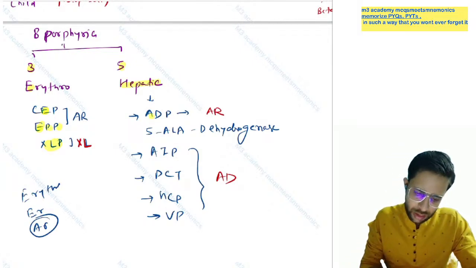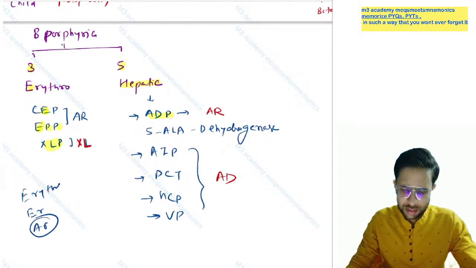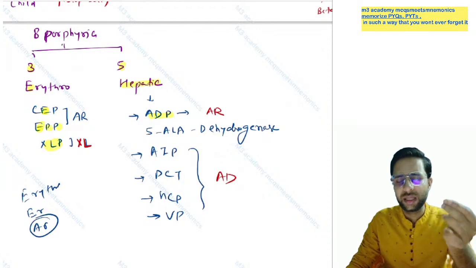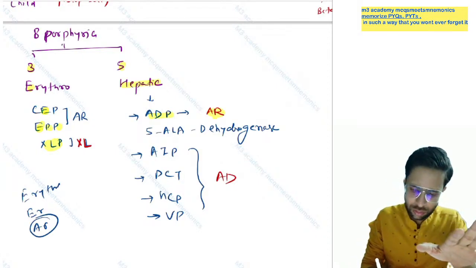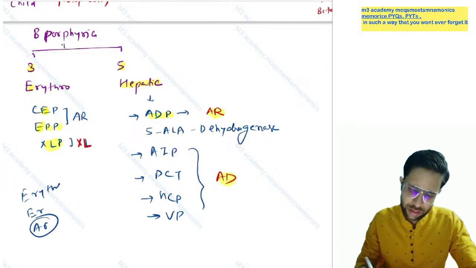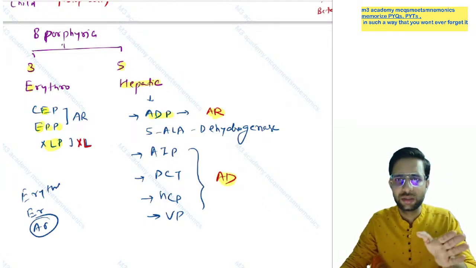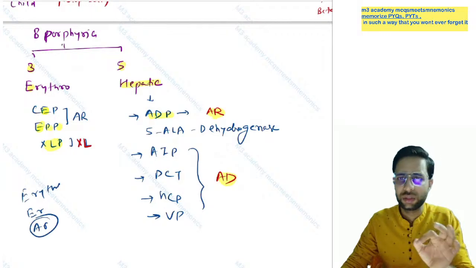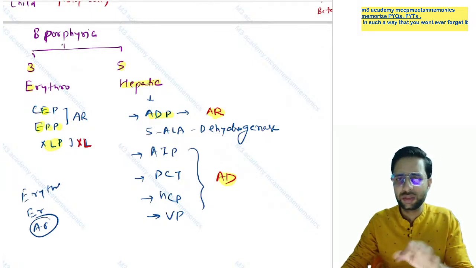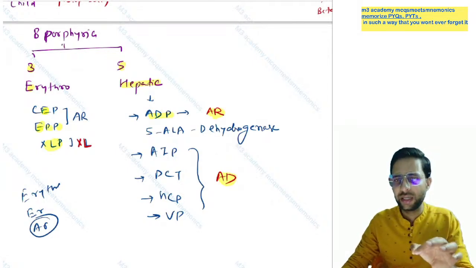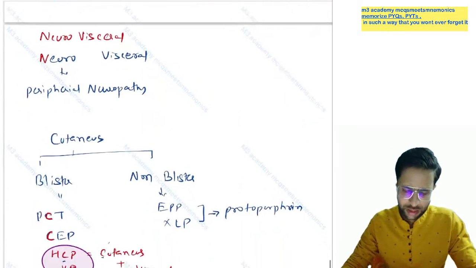Now, ADP porphyria means ALA dehydrogenase porphyria. The name contains AD, but this is not autosomal dominant. This is autosomal recessive. The rest of the porphyrias are autosomal dominant. So just remember erythro in the name: ER means AR, autosomal recessive. X-linked protoporphyria is X-linked, and ADP, ALA dehydrogenase porphyria, contains AD in the name but is autosomal recessive, and all the rest of the porphyrias are autosomal dominant.